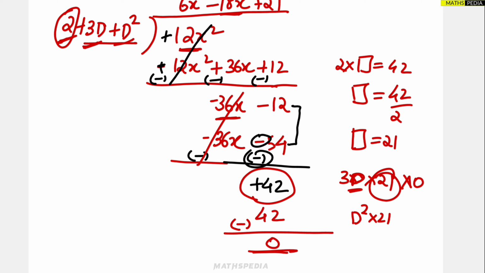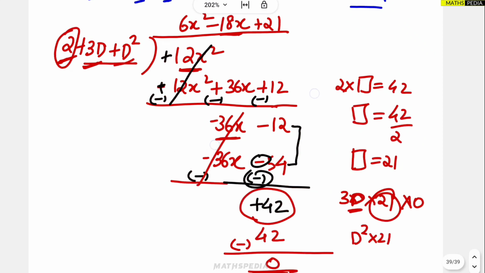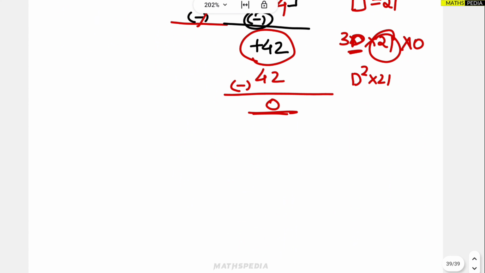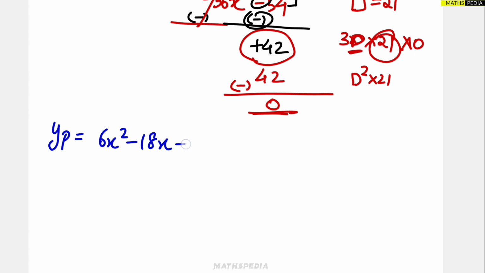You should get 0. That is the thing. The questions will be designed in such a way that you will be getting 0. If you are not getting 0, you would understand there is some mistake. Okay. So 0 you will be getting. After that, whatever is the quotient, this is very important. Quotient part, whatever is there, that will become the particular integral or particular function. So we have divided these two parts. So we have got the quotient as what? Yp value, directly we can write it as 6x square minus 18x plus 21. This will be the particular integral.